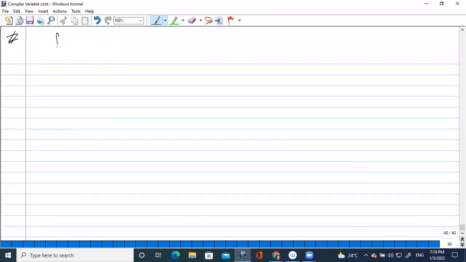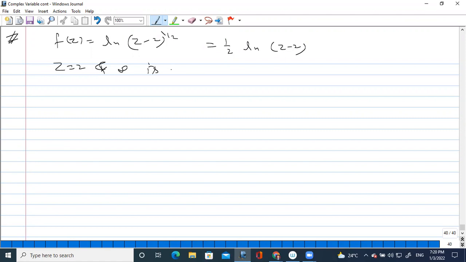So the next question is f(z) equal to ln of (z minus 2) to the power half. If this type of question comes, where a and b both are not available, don't think about that. But in such cases, infinity will be the branch point. So this can be written as half ln(z minus 2). So here z equal to 2 and infinity are branch points. So f(z) equal to ln z will also have z equal to 0 and infinity as branch points. So like this we decide.